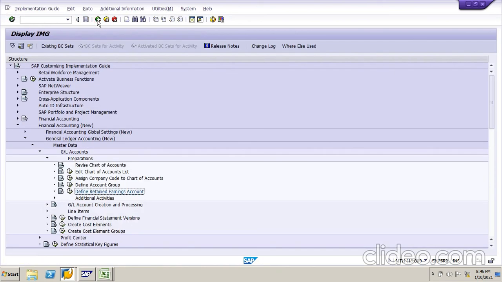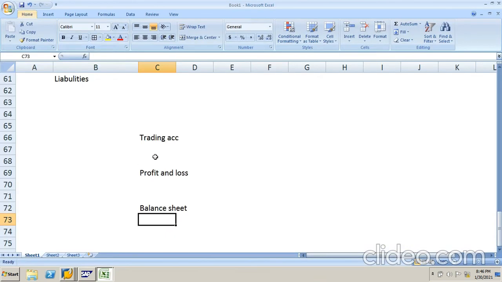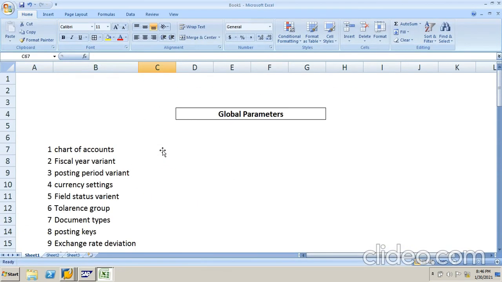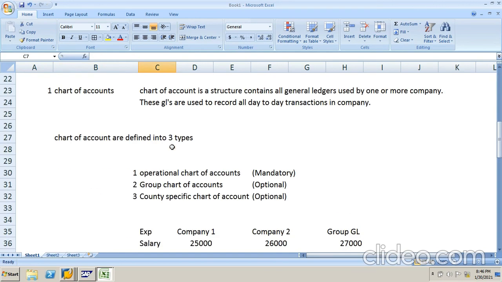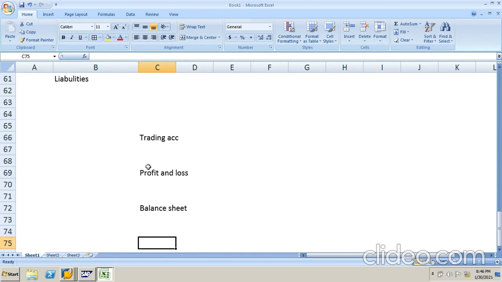So come back. So this is the first step in global parameters. So chart of account creation is completed. In chart of account creation we have three major steps. First we have to create the edit chart of account. Next we have to assign the chart of account to company. Next we have to create the account group, and finally we have to create that P&L account, that is a retained earnings account. So this is completed.